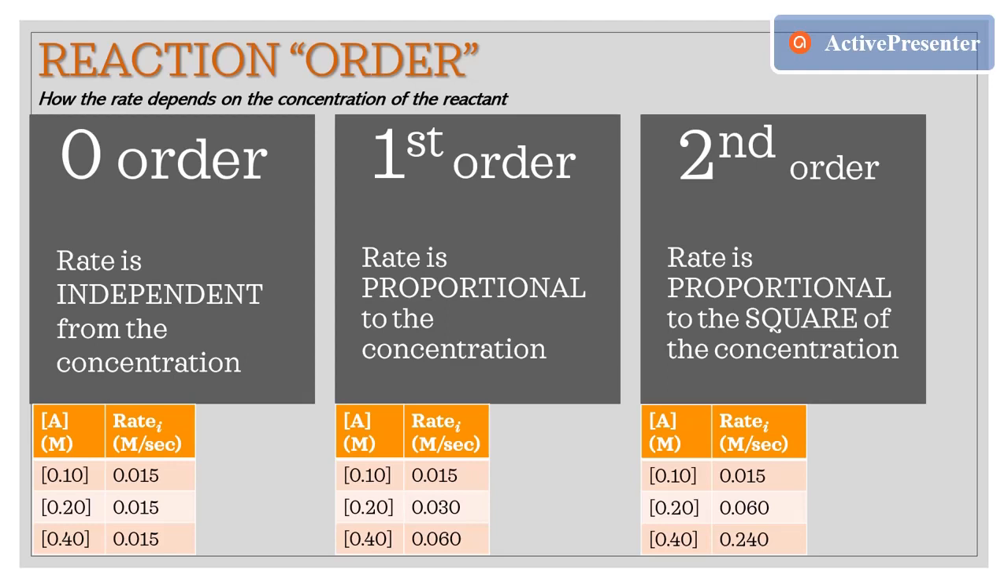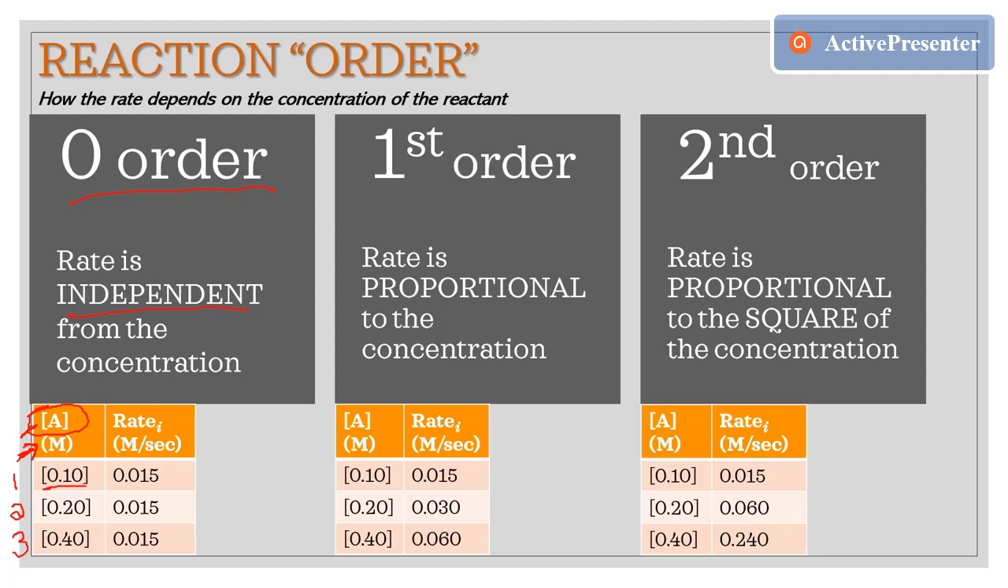So here's some examples of the reaction orders, just to refresh your memory. In 0 order, remember the rate is independent from the concentration. So let's look down here at this little chart. Here's the concentration of A, and notice I have it in brackets, and that means concentration. And then down here I have in parentheses the capital M for molarity, just to remind you that we're talking about the molarity of A, which is the concentration. And these are 3 different experiments: experiment 1, experiment 2, experiment 3.